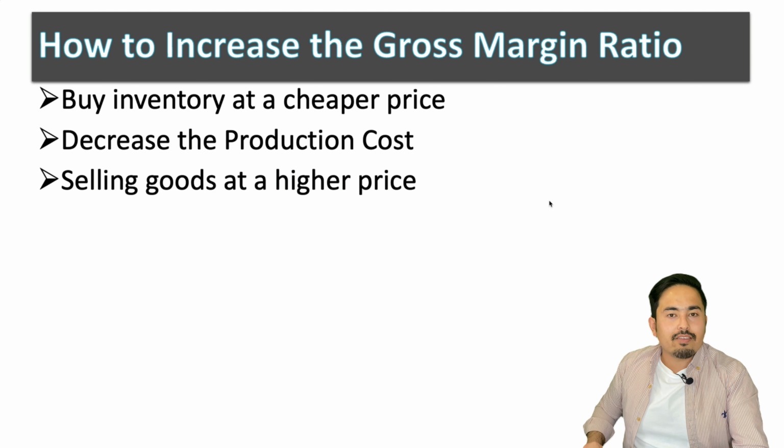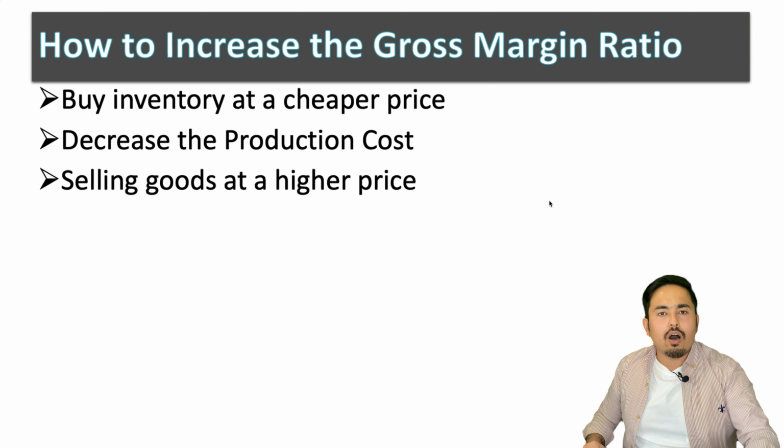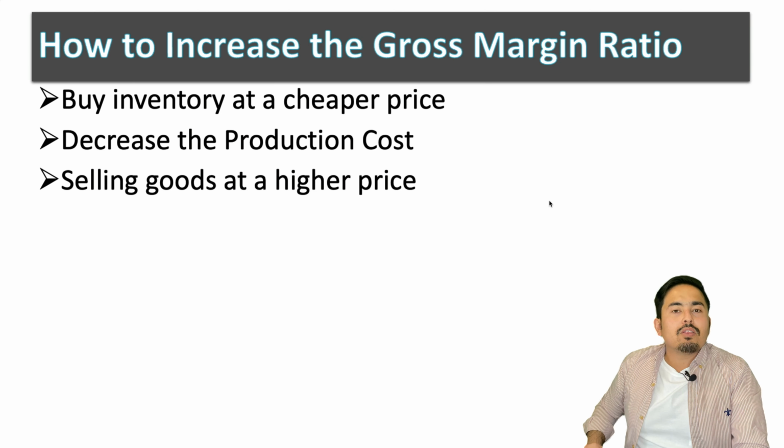This is something you will already know as an accountant or analyst. But what are the things that can increase or, vice versa, decrease the gross profit margin? Let's go to that. Buying inventory at a cheaper price. If you purchase the inventory at a cheaper price, of course the cost of goods sold will decrease, and that will mean a higher amount remains as gross profit.